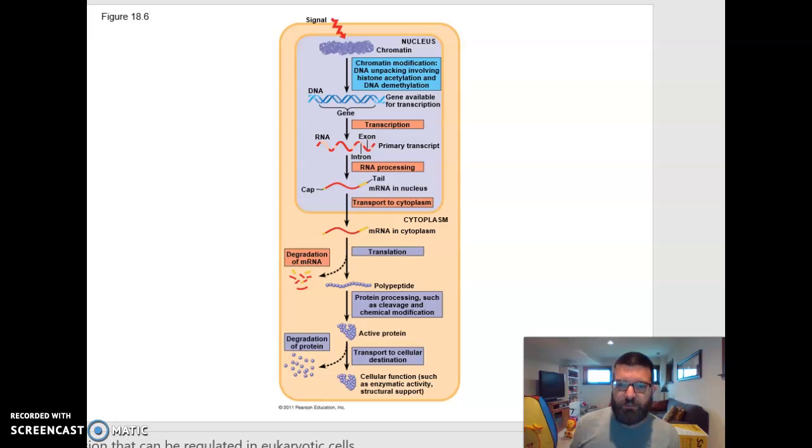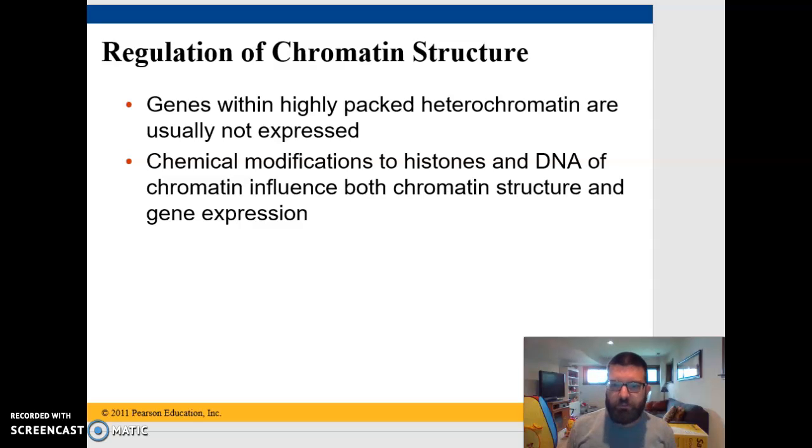Regulation of gene expression in eukaryotes can happen in a number of different ways and at basically any spot along the pathway from chromosome to completed protein, right? And we've talked a lot about this pathway. Pretty much any spot in there you can inhibit or propel the process forward and regulate how much or little of a gene that you're producing. But it all starts with regulation of chromatin structure.